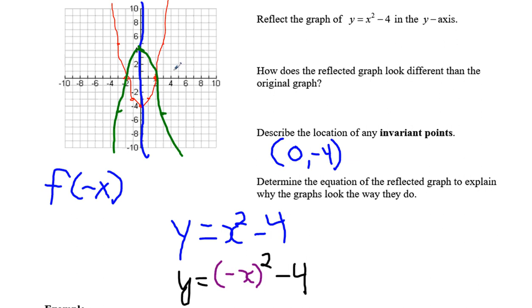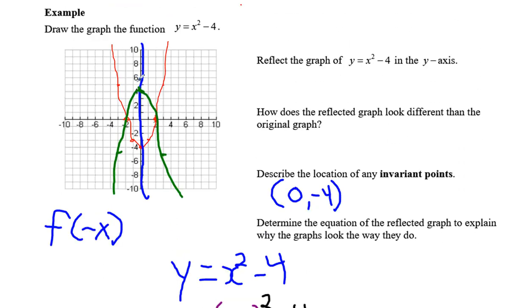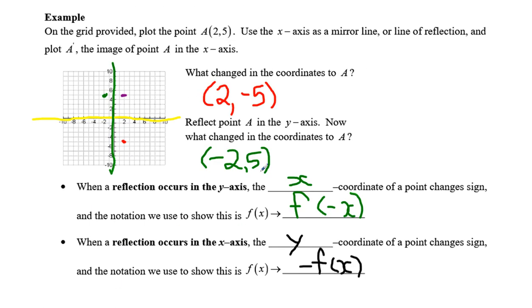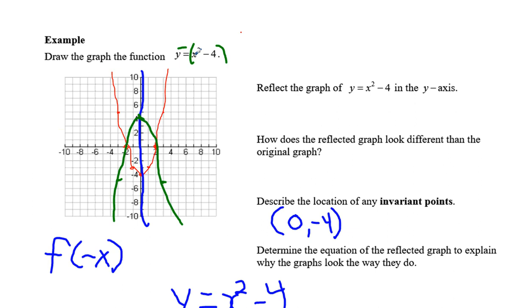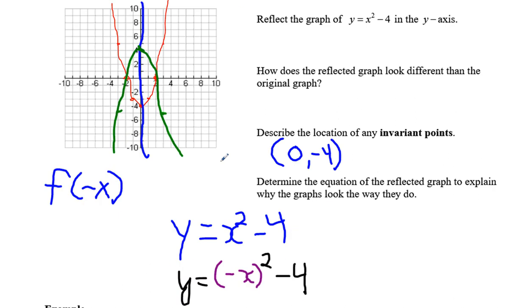Notice, reflect over the x-axis, x-intercepts are invariant. Had we reflected over the x-axis, that means put a negative on the entire function. Look back here one page. When you reflect in the x-axis, put a negative on the entire function. If I put a negative on the entire function, well, negative 4 becomes positive 4. Hello, y-intercept. Negative x squared. Does this negative get touched by the square? No. So that's why green is a reflection in the x-axis.